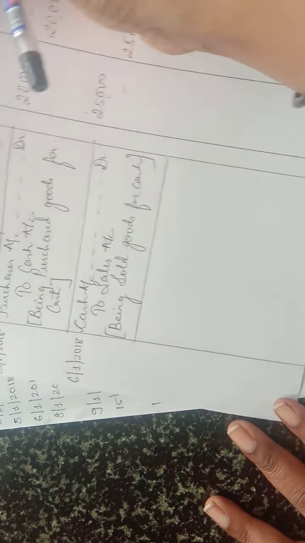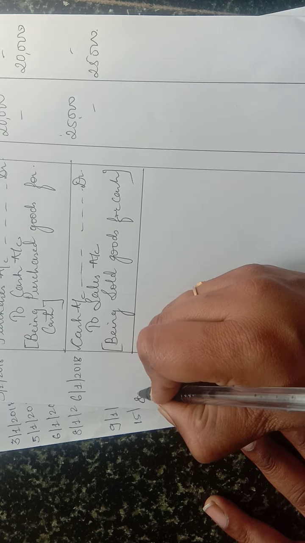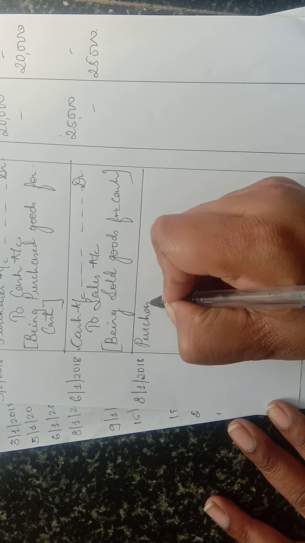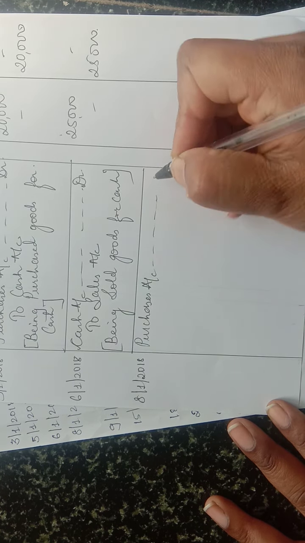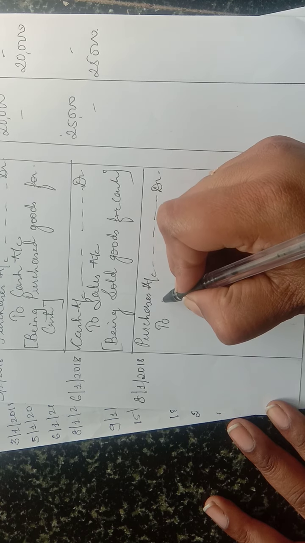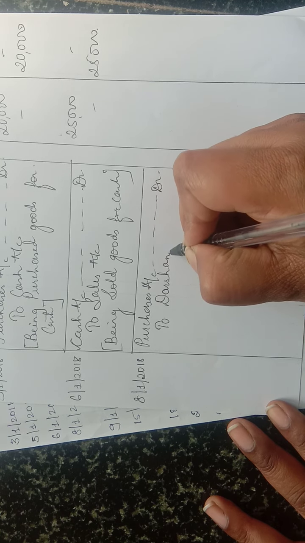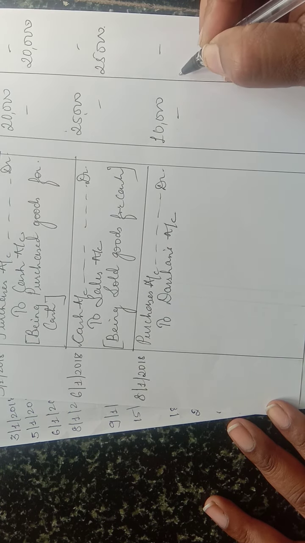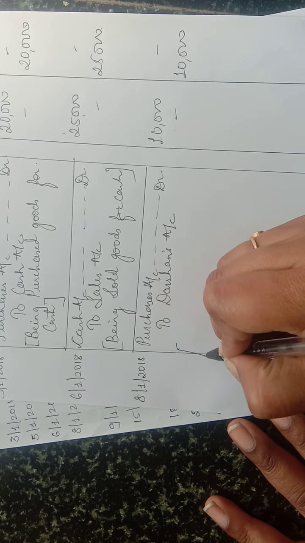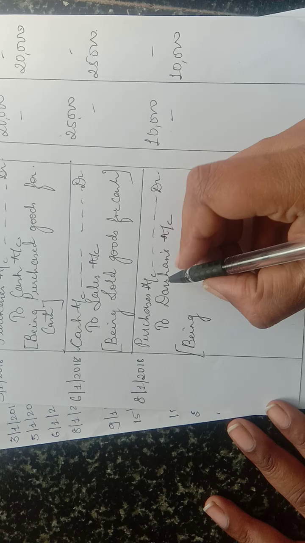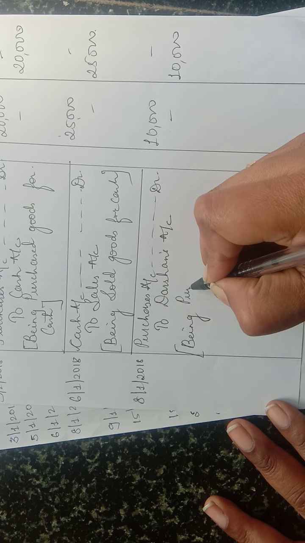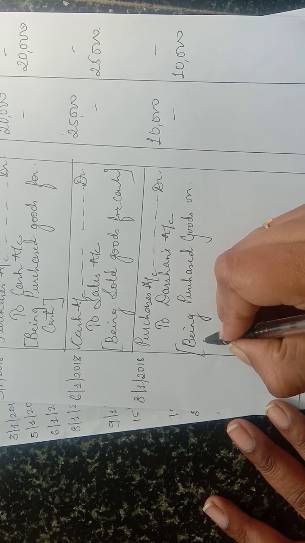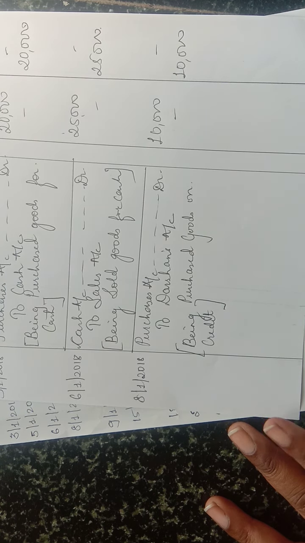Purchase account debit to Darshan's account. Amount 10,000. Being purchase goods on credit. Okay, draw the line.